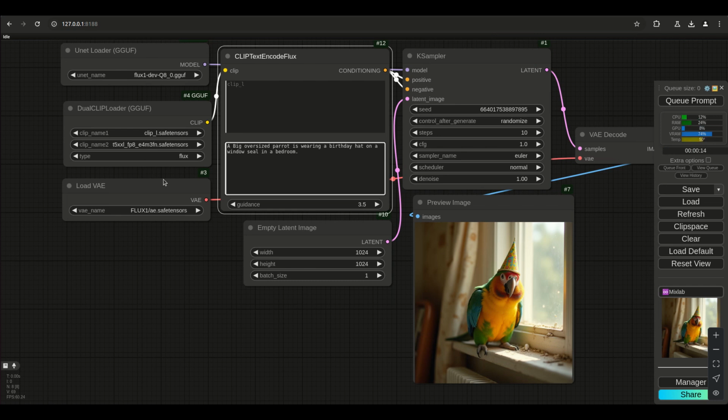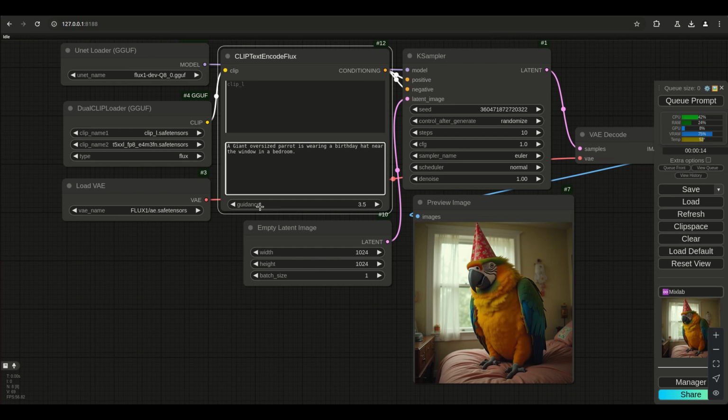Now the parrot did get bigger, but let's say we want it to be a giant oversized parrot wearing a birthday hat. If it's giant, maybe say near the window sill, so it would make more sense in a bedroom. This is the important part. And see now, boom. Now it's this huge parrot in the bedroom versus pushing up weight and stuff like that.